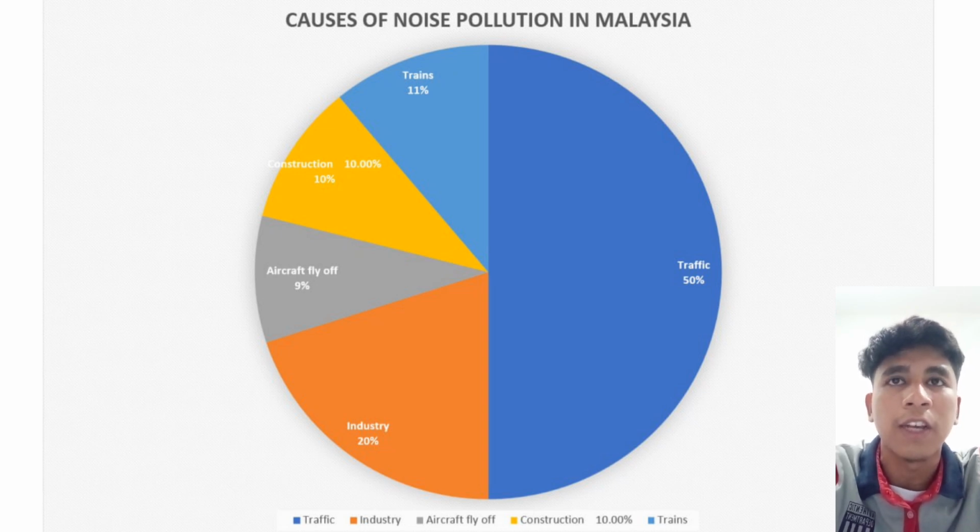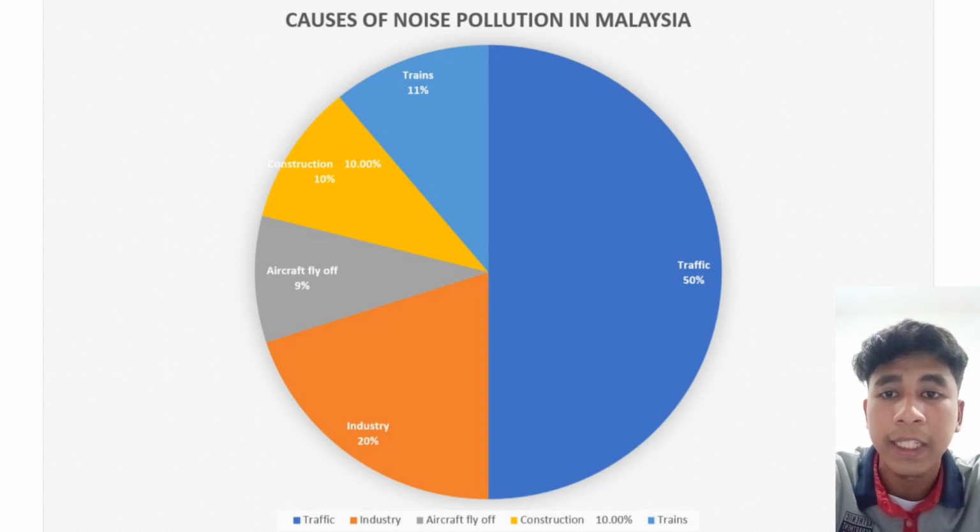Okay, first of all, I would like to discuss the colors of the pie chart. The blue color represents traffic. The light blue color represents trains. The yellow color represents construction. The grey color represents aircraft fly off. And the last one, the orange color represents industry.